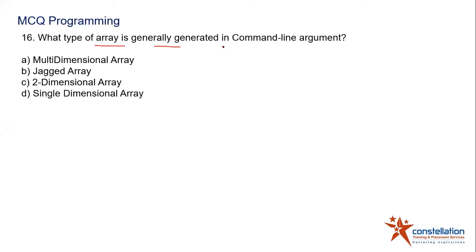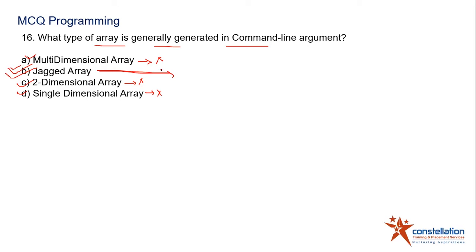What type of array is generated generally in a command line argument? If I had to answer this in my college days, I would have said multi-dimensional array cannot be it. Two-dimensional array, I know it, it cannot be. Single-dimensional array, I know it, it cannot be. Jagged array looks like the answer because it is a new term, and the other three I am familiar with, so they cannot be it. I will go with option B. If you thought this way, you are right.